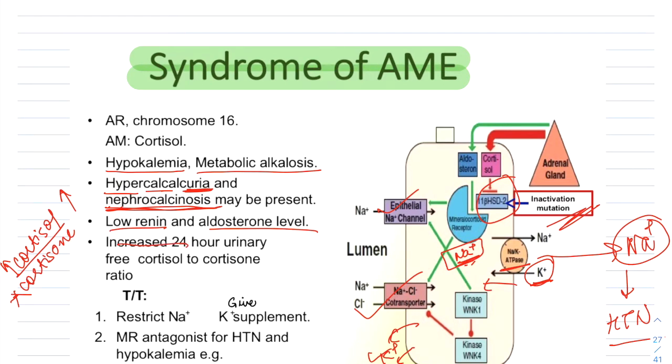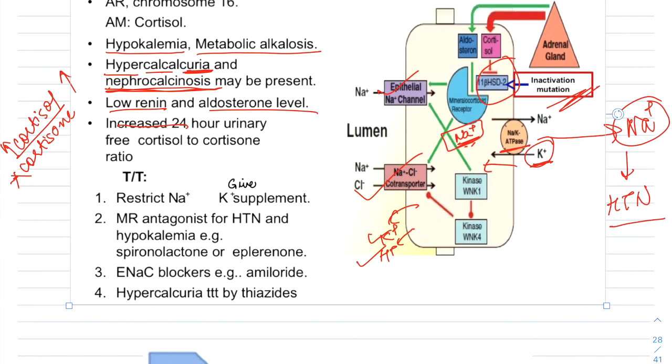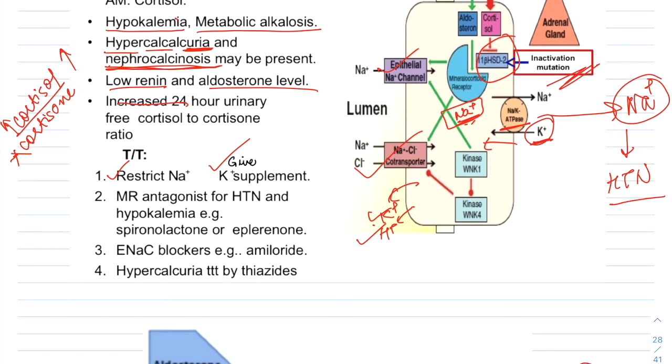Okay, now what will be the treatment? We have to restrict the sodium. We have to give potassium supplements, as you know, because potassium is lost and hypokalemia is there. Then we can use a mineralocorticoid receptor antagonist for hypertension, which can be spironolactone or eplerenone.